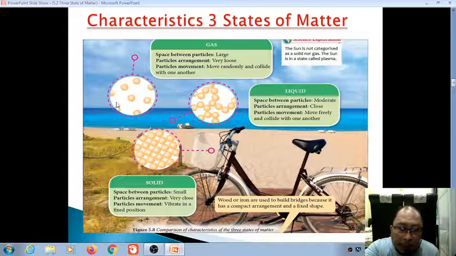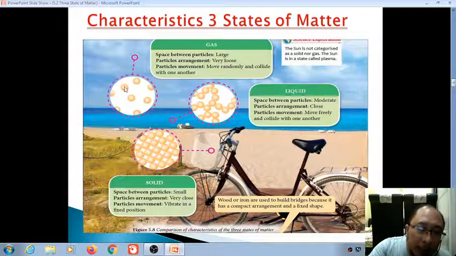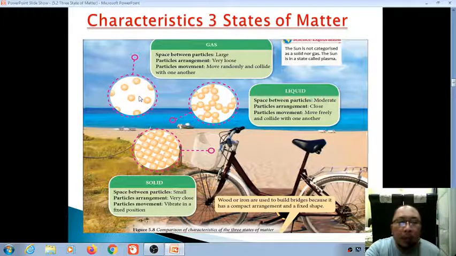So this is the diagram to show the space between particles, the arrangement of the particles, and the movement of particles. The particle of gas will look like this. The particle of liquid will look like this. So the space is moderate. The arrangement is close compared to the gas particle. And the particles move freely and collide with one another.